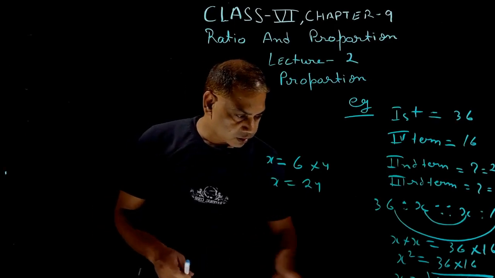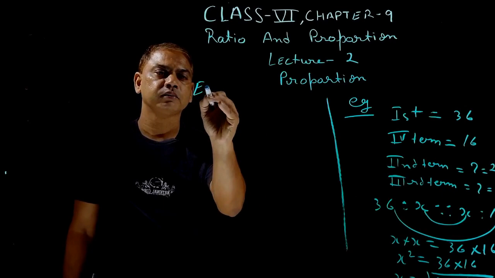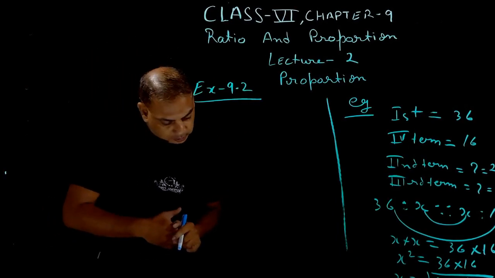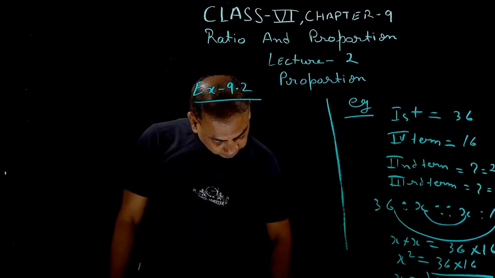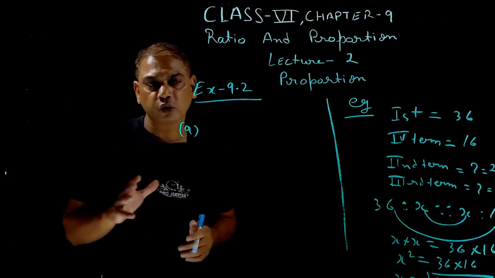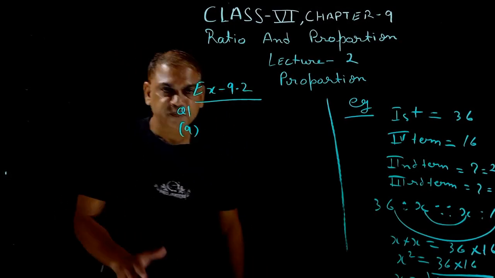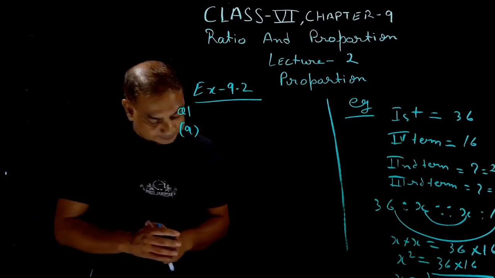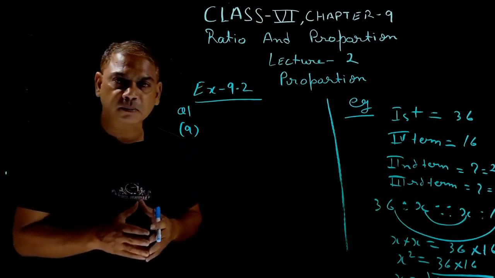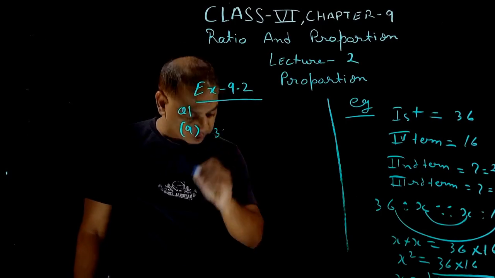Now students, we will start exercise 9.2. Now come to question number 1. Are the following numbers in proportion? One part I am doing for you. Open page number 119, exercise 9.2. When are numbers in proportion, student? When the two ratios are equal. So we will check whether these two ratios are equal.